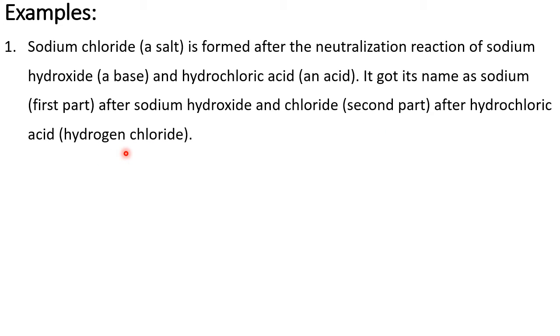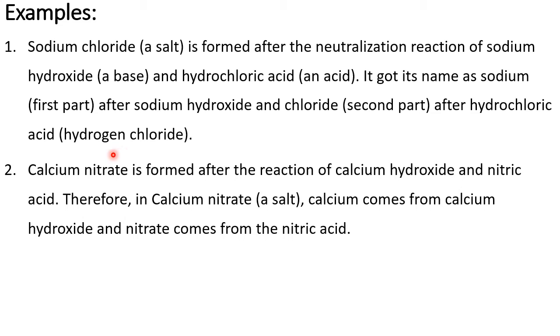Okay. In the same way, calcium nitrate. Now tell me, calcium nitrate is the name of the salt. How has it come? The calcium part has come from the base, calcium hydroxide. Nitrate, this part has come from the acid. Nitrate means NO3. So NO3 is a part of which acid? HNO3, nitric acid.